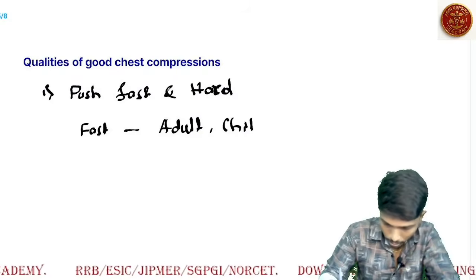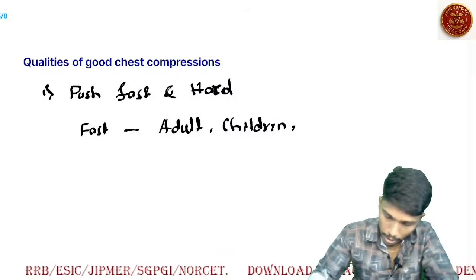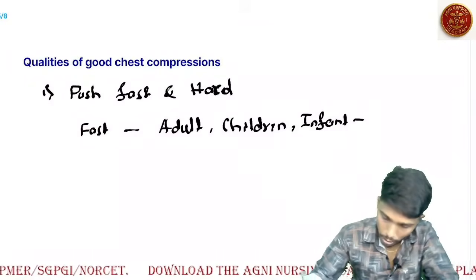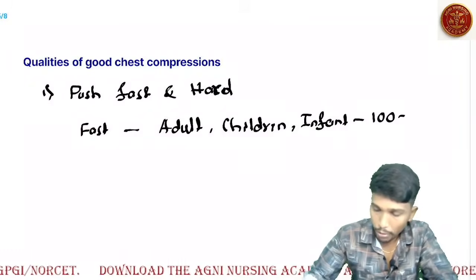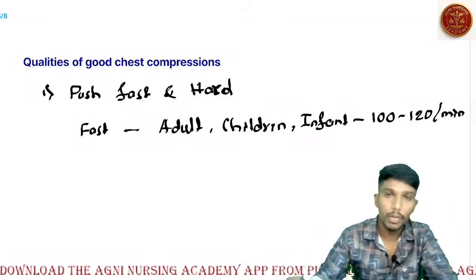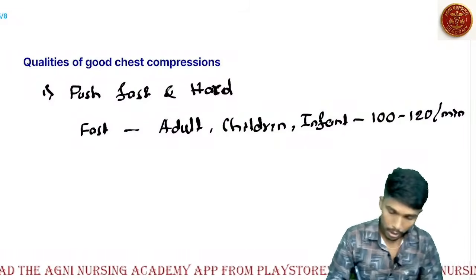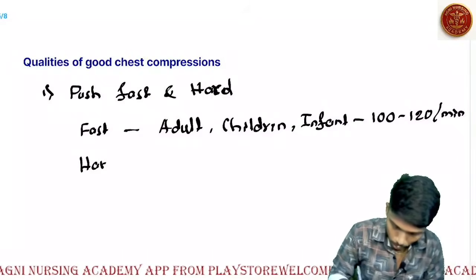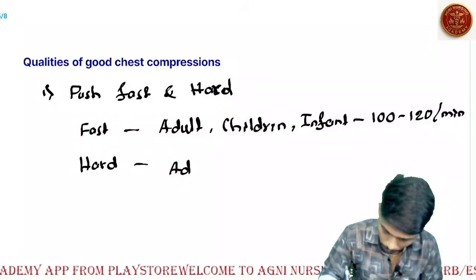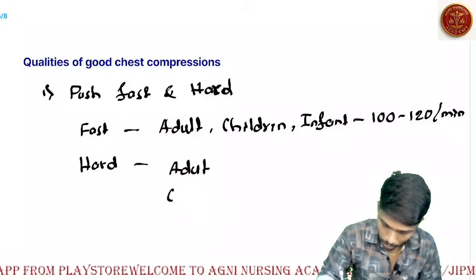In adults, children and infants, we have to do chest compressions at 100 to 120 per minute. 100 to 120 per minute we have to do chest compressions. And hard, how much depth do we have to push the chest in adults and children.